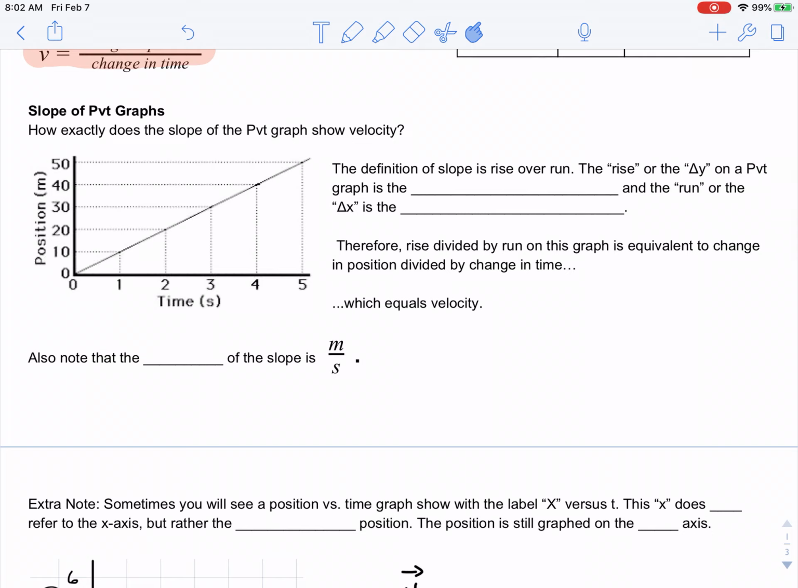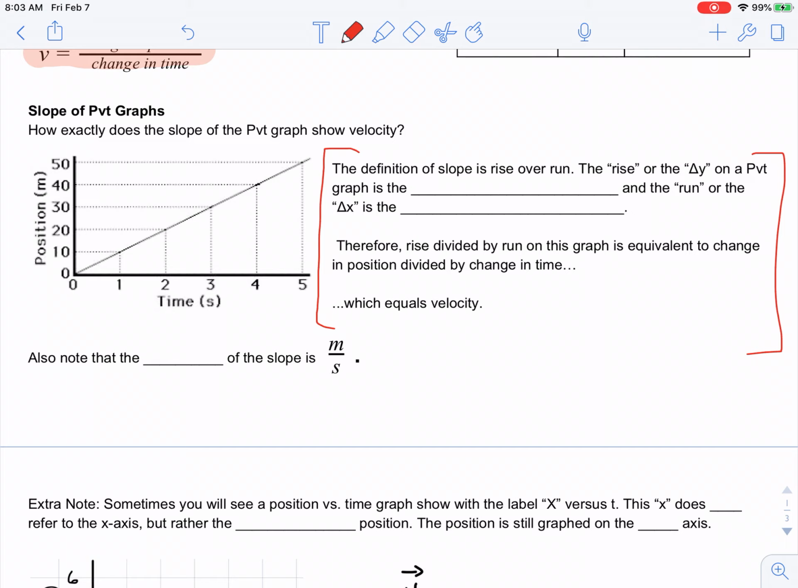Slope of position versus time graphs. Okay, we talked about this in the last video, but here we have it. How exactly does the slope of a position versus time graph show velocity? I'm talking really slowly right now because this section here, I promise you guys, you'll need to memorize this stream of logic. If I were you, I would memorize this stream of logic, or this chain of logic. I don't know what the right way to say that is.